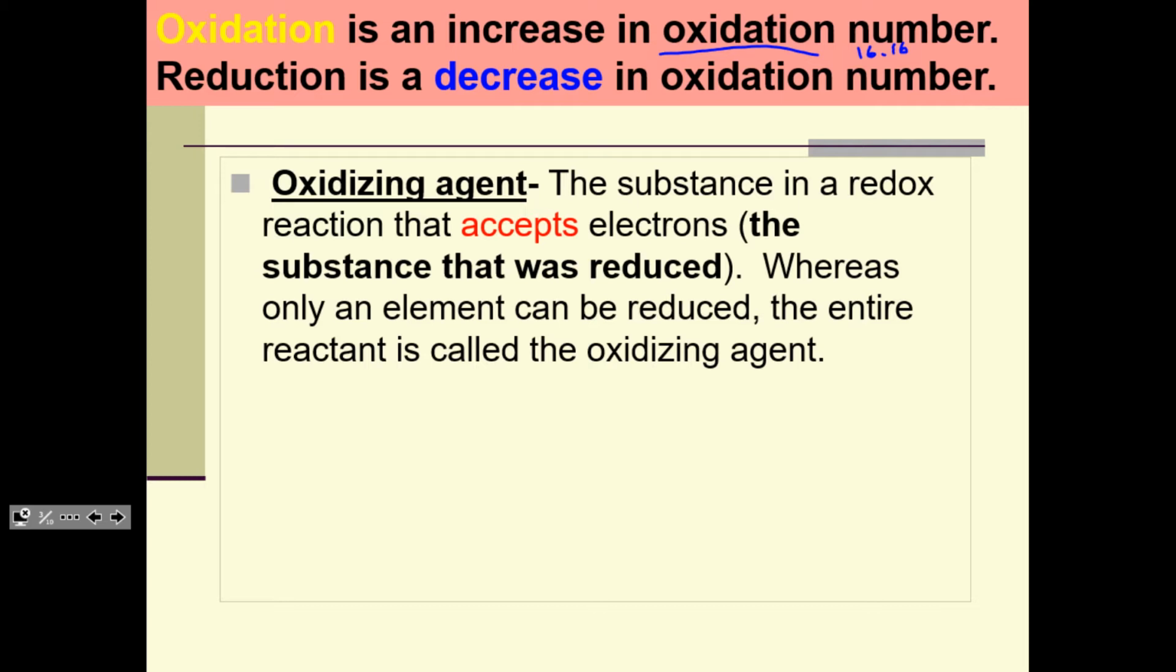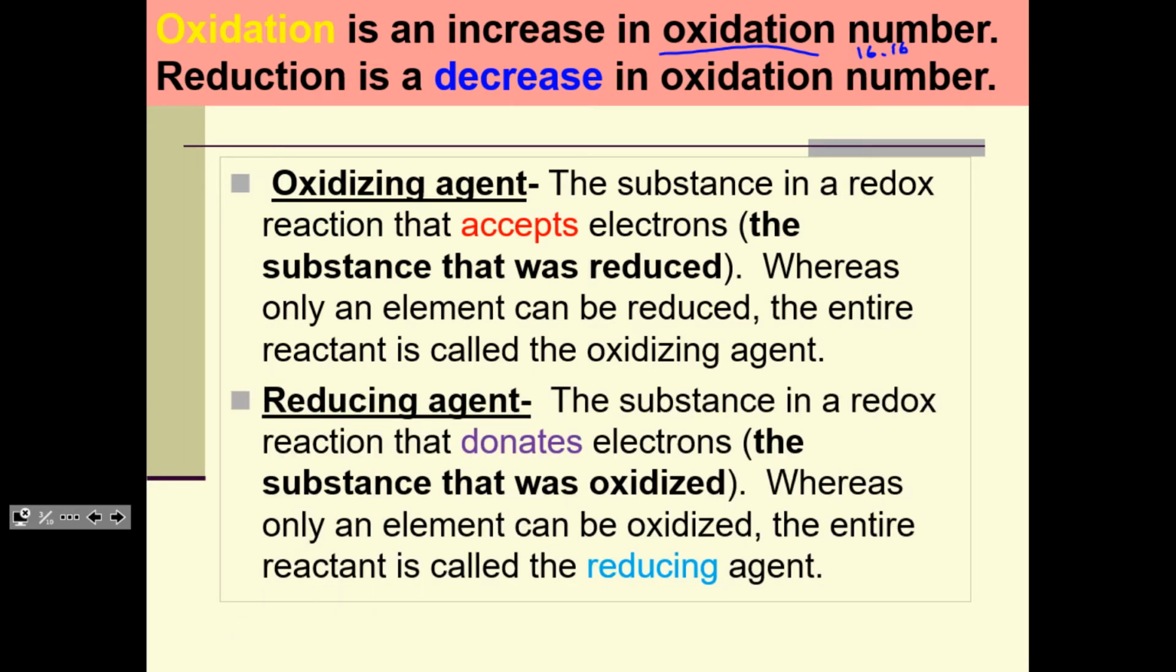Oxidizing agents are the substances in a redox reaction that accept electrons, the substance that was reduced. Whereas only an element can be reduced, the entire reactant is called the oxidizing agent. The reducing agent is the substance in a redox reaction that donates electrons, the substance that was oxidized. Whereas only an element can be oxidized, the entire reactant is called the reducing agent.